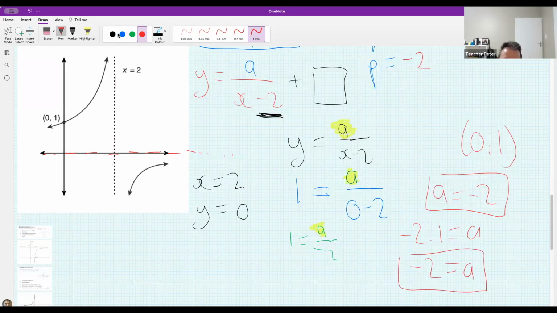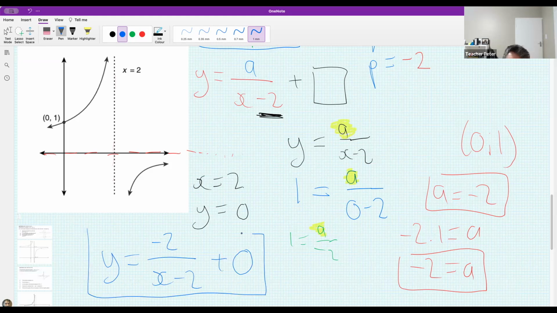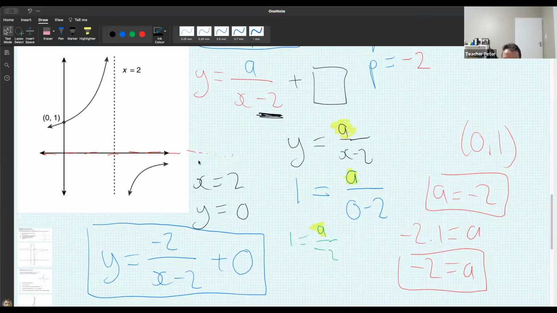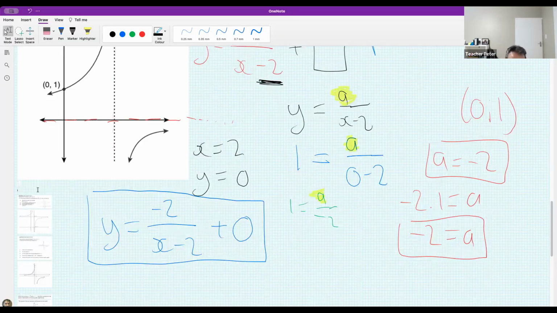So the equation of this hyperbola is actually just going to be y equals minus 2 over x minus 2, and then you can write plus 0, or you can just leave it like that. That would be the equation of the hyperbola. And that makes sense because look at where the hyperbola is. It's in the negative quadrants. Are there any questions or comments? I'm going to do another one now with you like this. So let's give a chance, if there are any questions or comments.